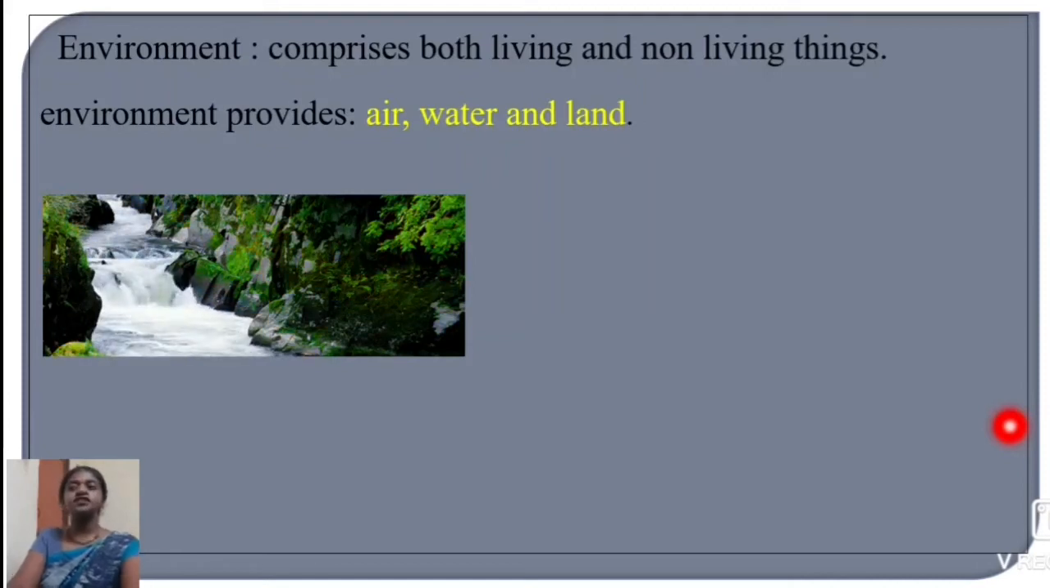Good morning, students. For today's class, we are going to see about our environment. Our environment comprises both the living and the non-living things. And what does our environment provide us? Yes, it provides air, water and land from where we get our food.